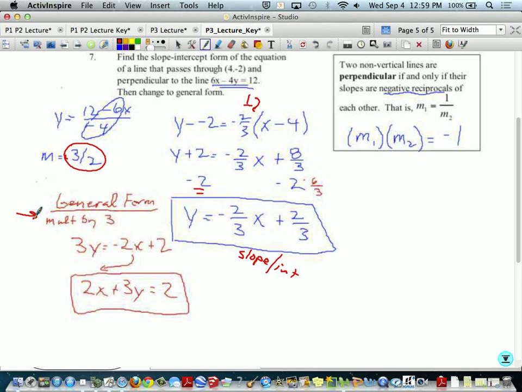And I get 3 times y is 3y, negative 2/3 x times 3 is negative 2x, and 2/3 times 3 is 2. There we go. Then, when I bring the x to this side, it comes over as positive, and that's a nice general form or standard form. There we go.